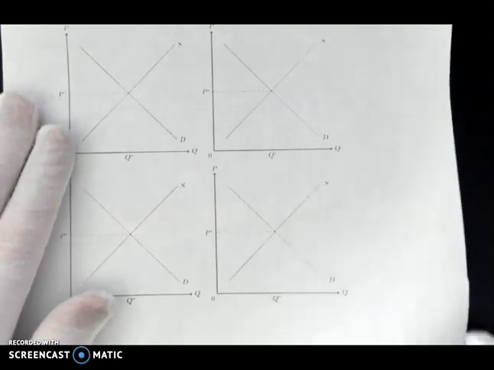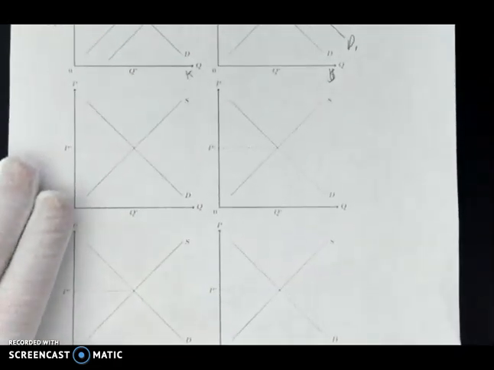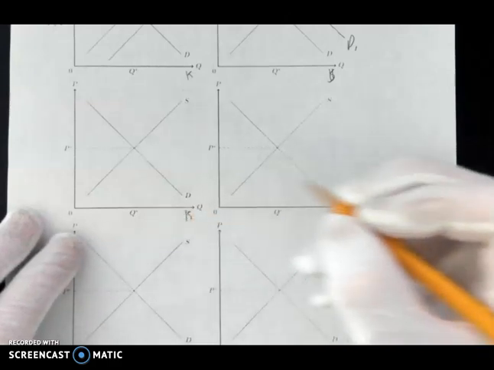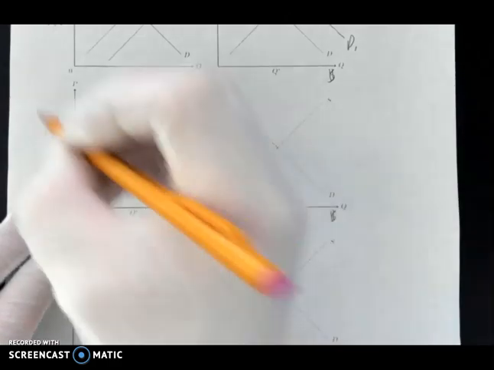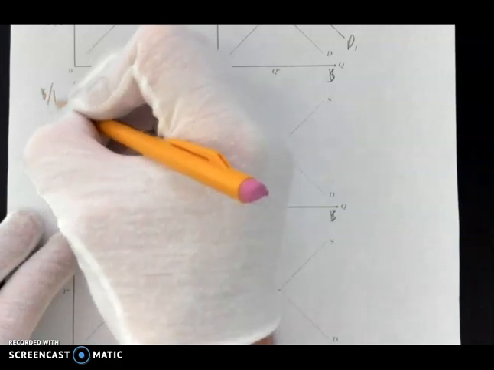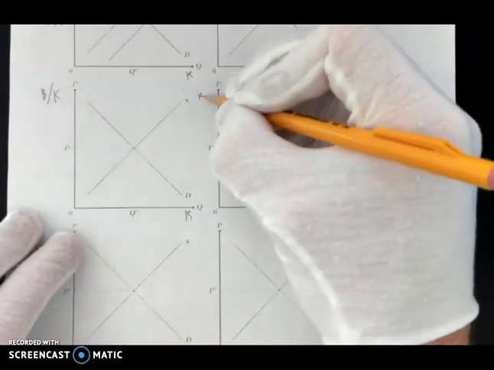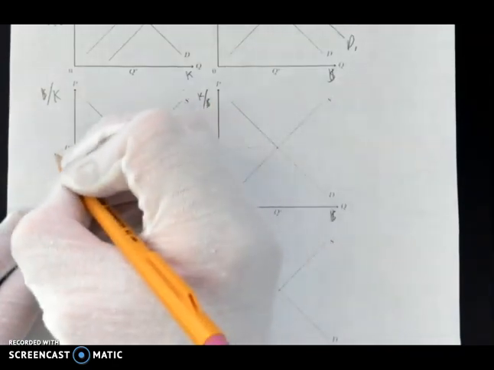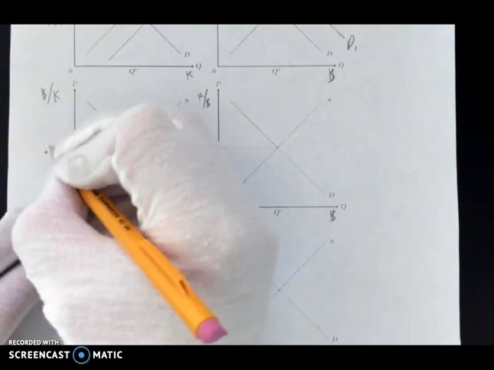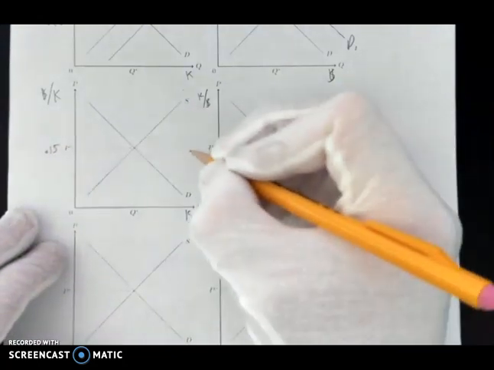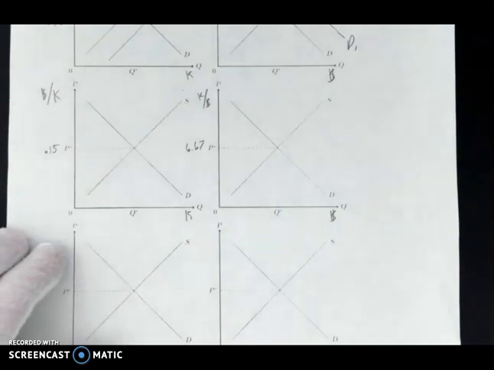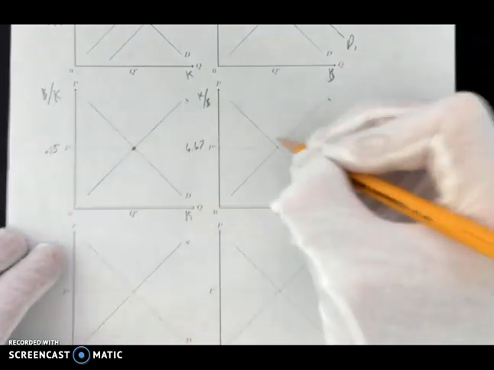So let's go ahead and take a look at this. Now we have the same markets, right? So we're going to have the market for the krone, the market for dollars. It's going to be dollars per krone, and then we're going to have krone per dollar. And then we can start with the same values. So we had 0.15 or 15 cents per krone, which was 6.67 krone per dollar. We have our initial equilibrium.